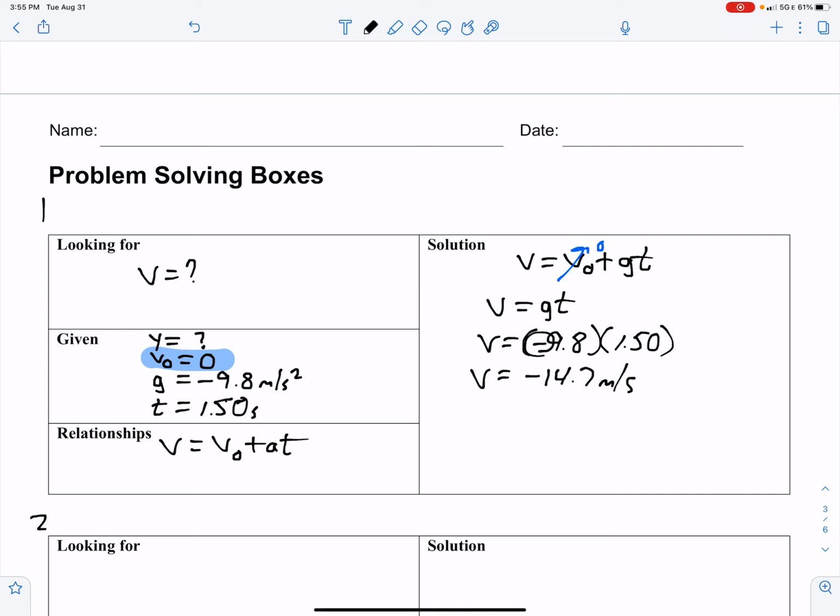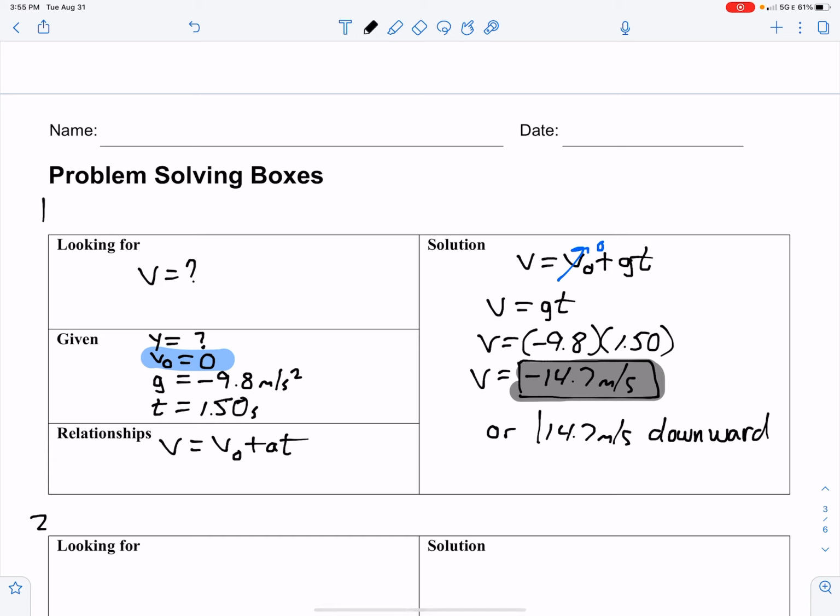The answer is negative because we have the negative 9.8. Now, one way to represent that answer is with negative 14.7. You could round it up to negative 15, that'd be fine too. But having the negative there is one way to represent our answer, because velocity needs a direction. Or we could say 14.7 meters per second and then just simply write the word downward, and that would also suffice as far as the direction is concerned. So when we specifically see the word velocity, we have to include a direction along with the speed. Let's take a look at number 2.